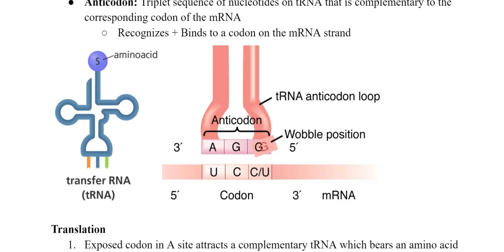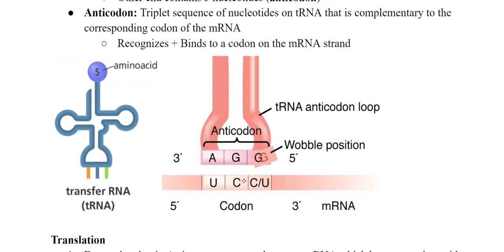And it binds with things that are complementary, so opposite. So what binds with U? A will bind with U, and G will bind with C, right? So the anticodon will have the complementary, the opposite of the codon, so that they can bind together. And it's a triplet sequence of nucleotides. So there are three nucleotides, as you can see here.